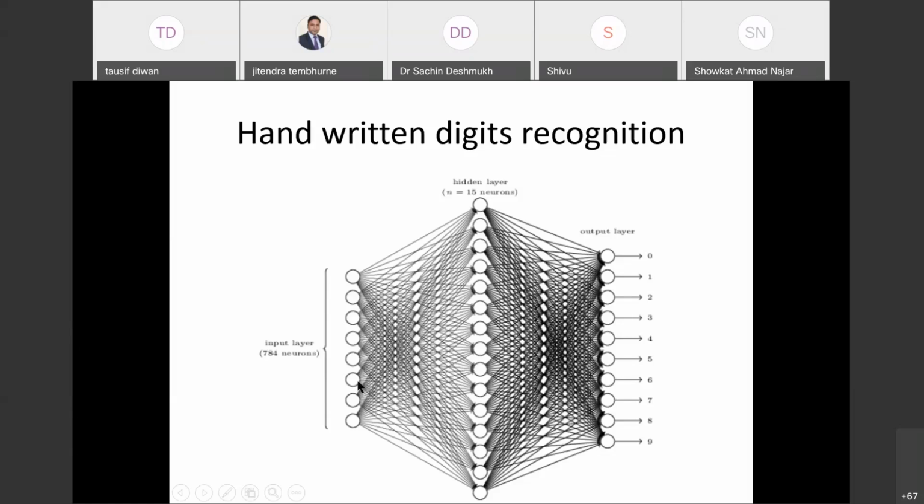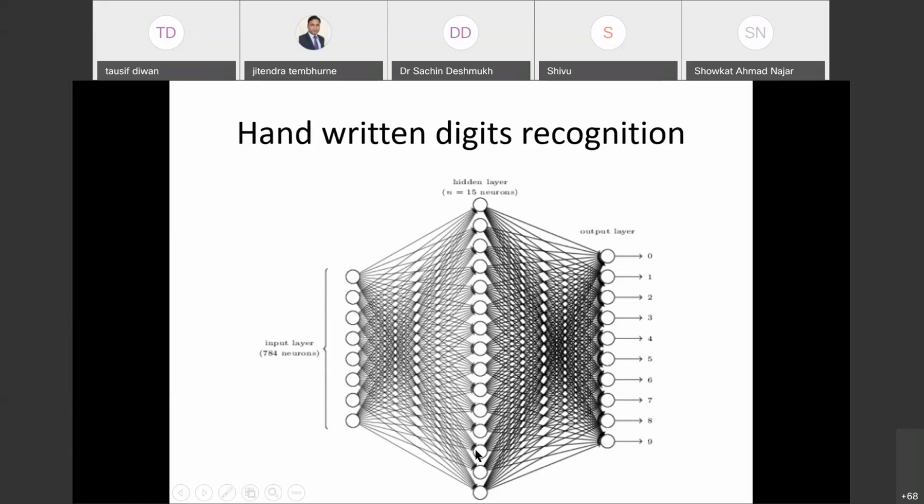So a 28 cross 28 image means 28 pixels are there horizontally and 28 pixels are there vertically. So total how many values are there? 28 multiplied by 28 means 784 values. This will be the value of the first pixel of the first row. This will be the value of the second pixel of the first row, and so on. So similarly, this can be represented with the help of a vector of 784 values.